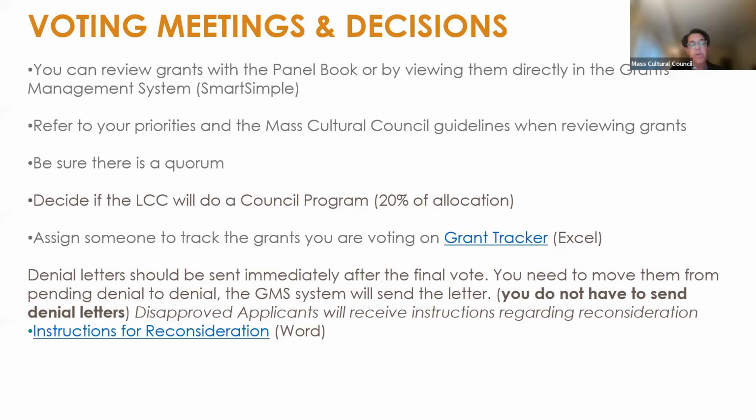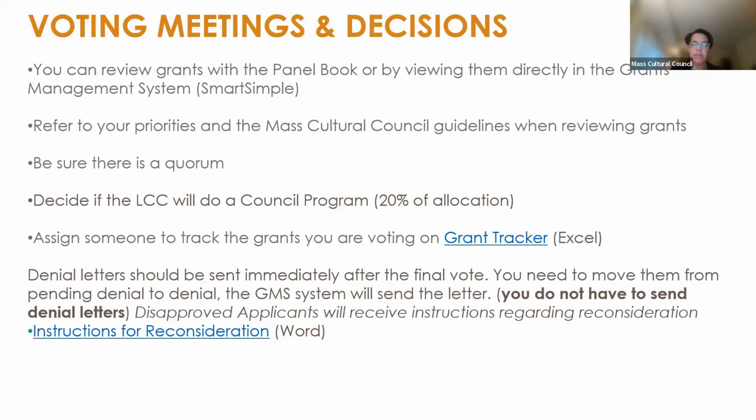So one of the big things too is denial letters. When you're going through and you've made your decisions about approvals and denials for the grants, you want to make sure that you do that immediately. You want to make sure that right after that voting meeting, either that day or the next day, you're inputting the denial letters, because you are still going to have to wait that 15-day period in order for you to close out your annual report. So you want to make sure that you're doing that as soon as possible.